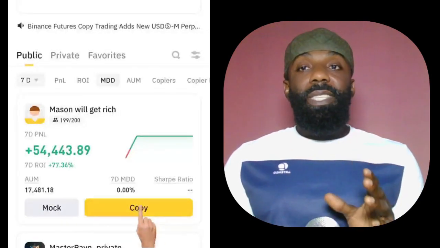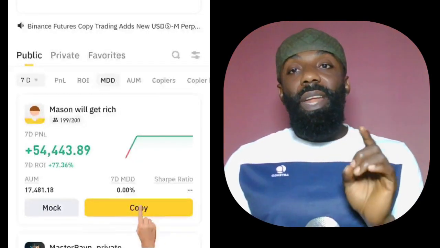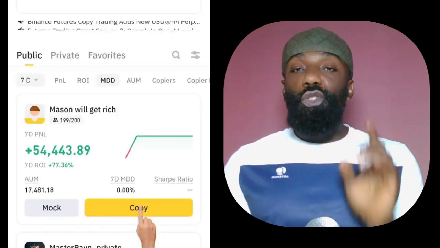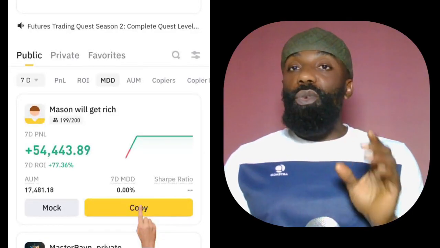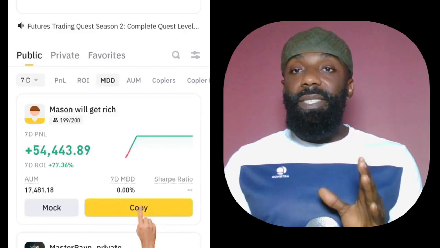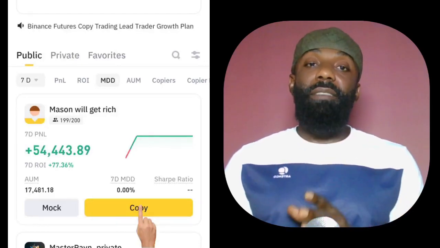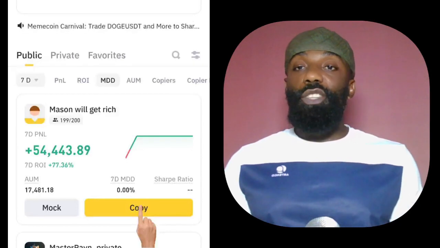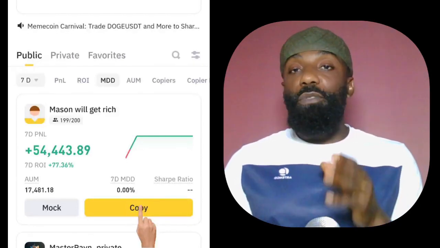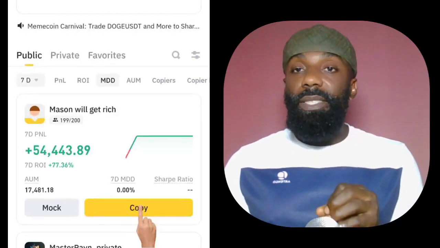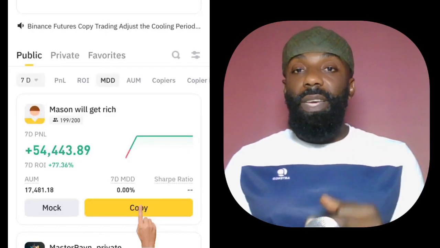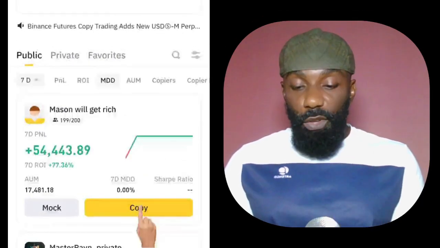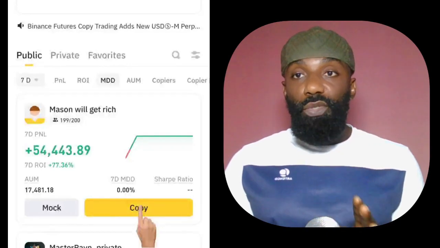Now, for you to copy this guy, you must have at least $10 in your Binance spot, and it has to be USDT. Make sure you have at least 10 USDT in your Binance spot. If you don't have 10 USDT in your Binance spot, and you have crypto on any other platform, you can just send it to Binance. Or if you have any other crypto coin on Binance, you can convert it to USDT and deposit it in your Binance spot, so that you'll be able to copy any of those traders.